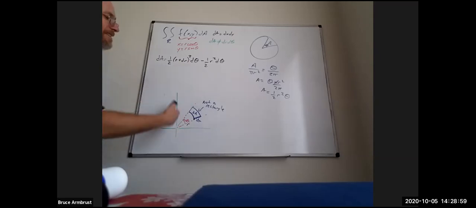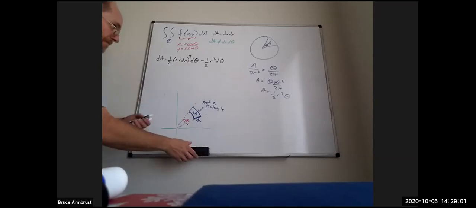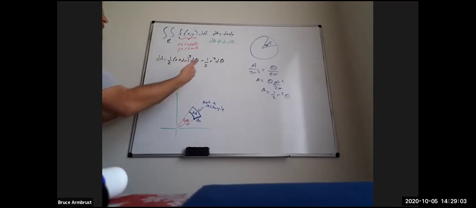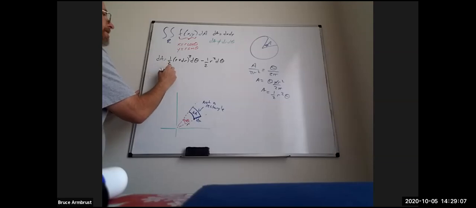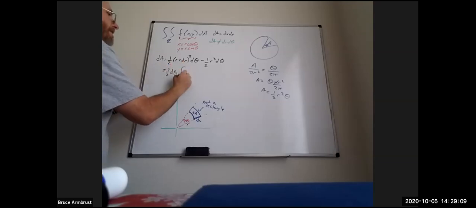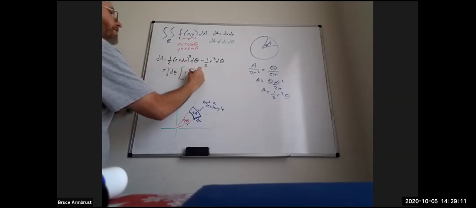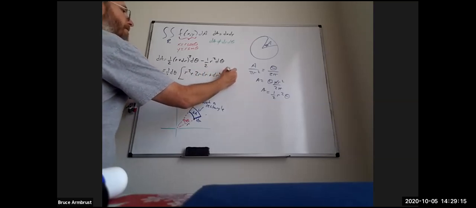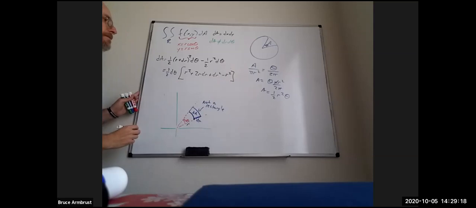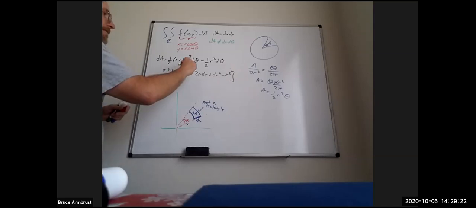All right, let's see what this ends up giving us. If you distribute it out, I'm going to pull out the 1/2 and the d theta because we already know that's all there. The rest of it, let's simplify. We get r squared plus 2r dr plus dr squared minus r squared. So those r squareds cancel.